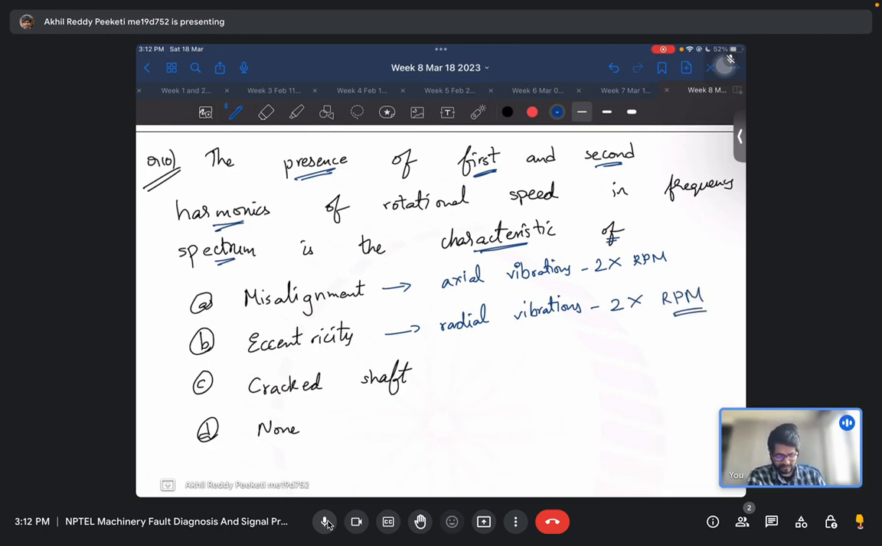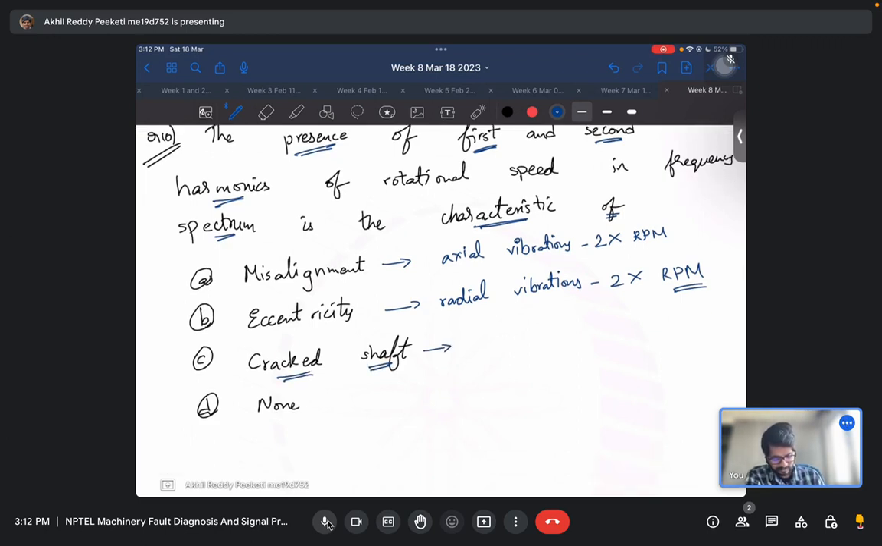So what is left is cracked shaft. And yes, cracked shaft actually causes first and second harmonics of RPM in the frequency spectrum.